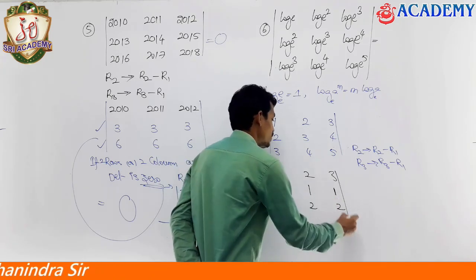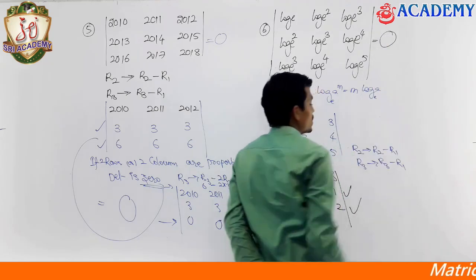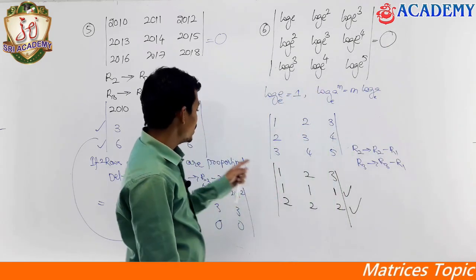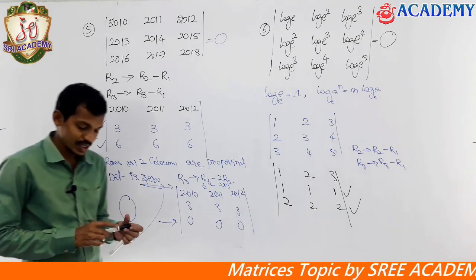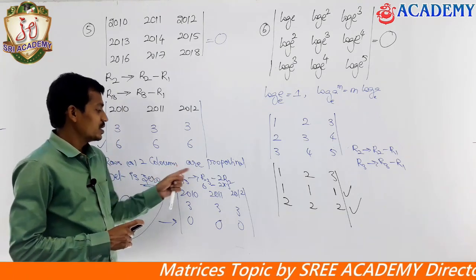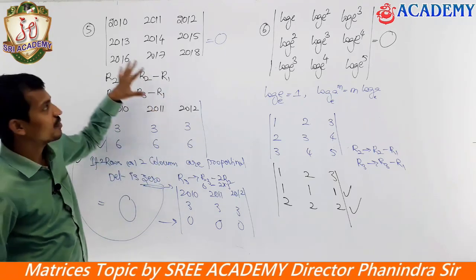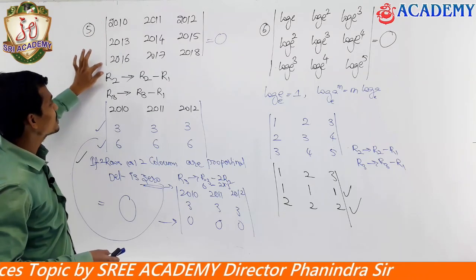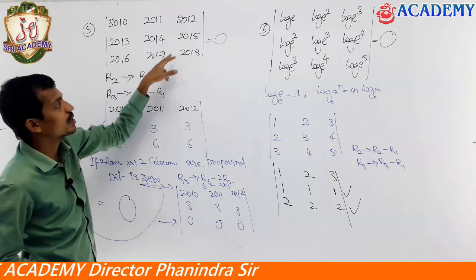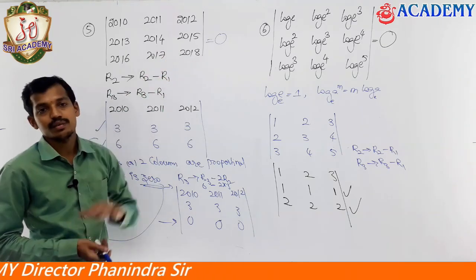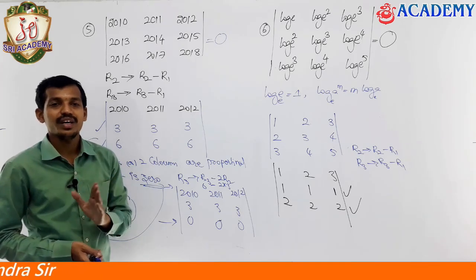If 2 rows or 2 columns are proportional, here also the determinant is going to be 0. Simply remember this: if 2 rows or 2 columns are proportional, the determinant is going to be 0. One more thing I am giving from these problems. If you have a sequence of numbers, here 10, 11, 12, 13, 14 up to 18, you will get determinant 0. Likewise 1, 2, 3, 4, 5, 6, 7, 8, 9 up to 9, it's going to be 0.